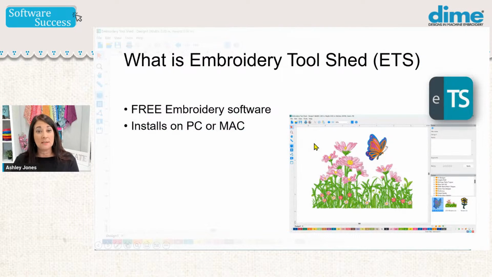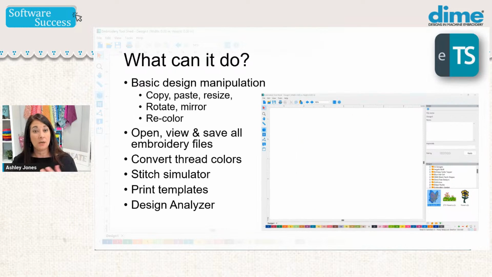So Embroidery Toolshed is a free embroidery software, and it does install on either a PC or a Mac. So no matter which type of computer you have, you can install Embroidery Toolshed. It installs on your computer and allows you to view and make some changes to your designs, and then you would save that file and take it to your embroidery machine. Most of you probably transfer your embroidery designs to your embroidery machine via USB stick, and that's exactly what you would do with Embroidery Toolshed.